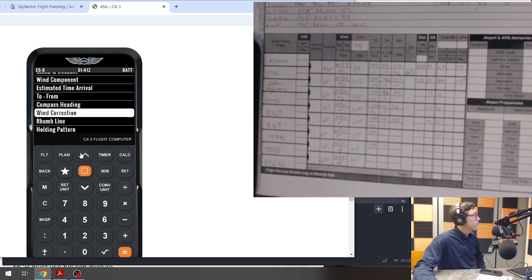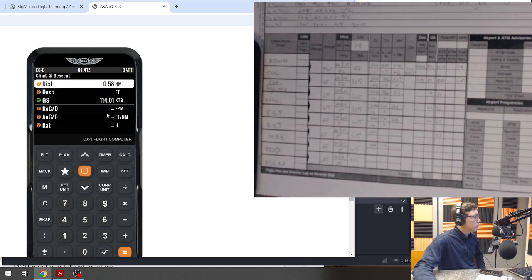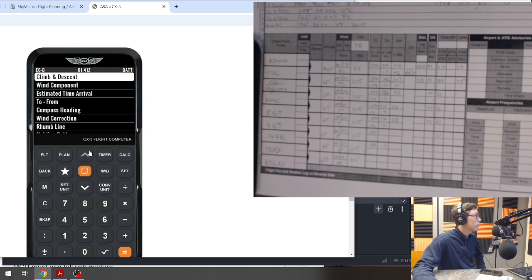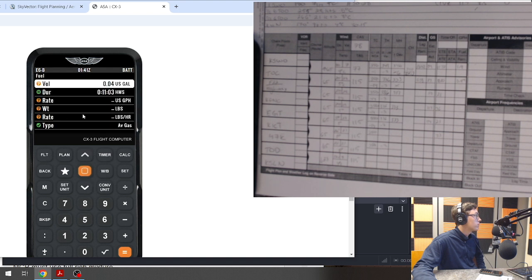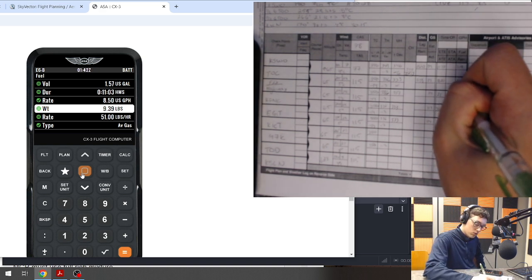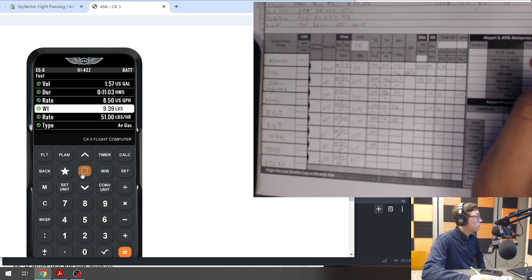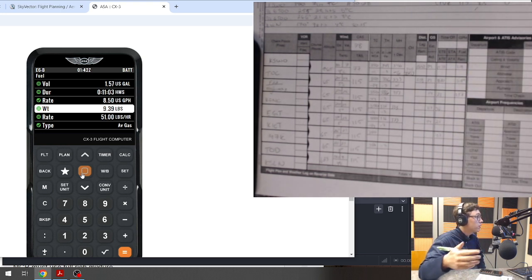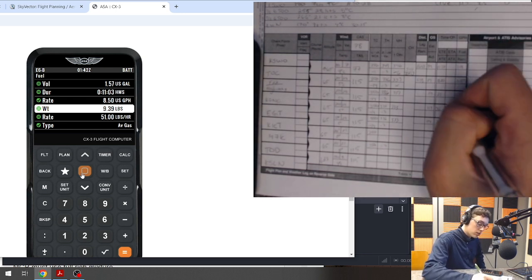All right, going to flight. Climb and descent. The distance that I'm going to be going on this one is 21 miles. Put that in. I'm not climbing or descending anything, so my value will be 0. Going up to fuel. My rate, found earlier, 8.5 gallons per hour in cruise. So total volume that I'm going to use for this portion is going to be 1.57 gallons. Let's call it 11 minutes, and we'll just round up to the nearest 15 seconds. 11 minutes and 15 seconds.